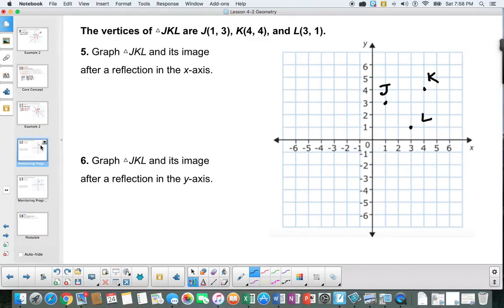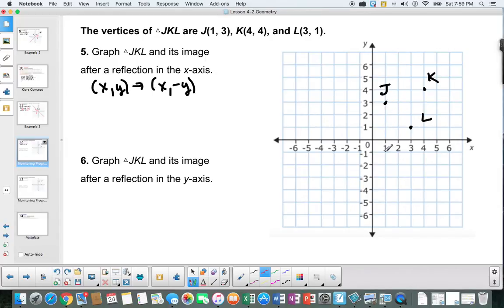All right, let's go ahead and take a look at graphing. I've graphed all the points, and I want to find the image after reflection in the x-axis. Okay, so the x-axis rule is x comma y maps to x, and then we're going to change the sign of the y value. All right, let's go ahead and do that. I'm going to have j, and I'm going to reflect across the x-axis.